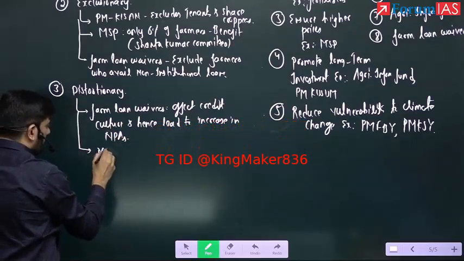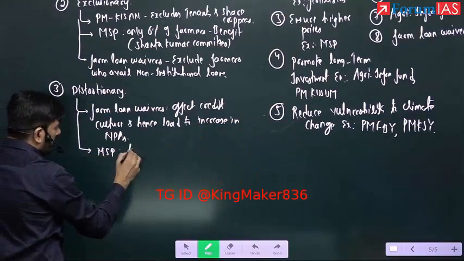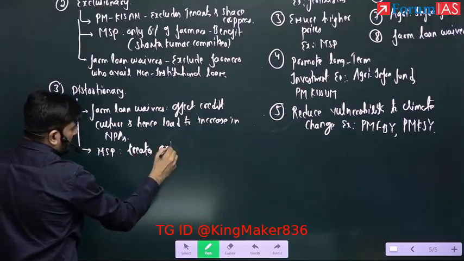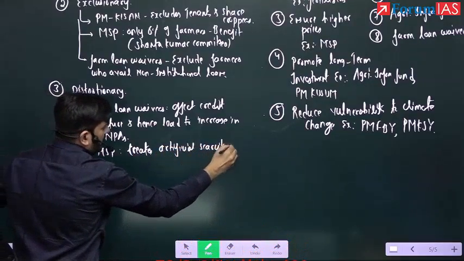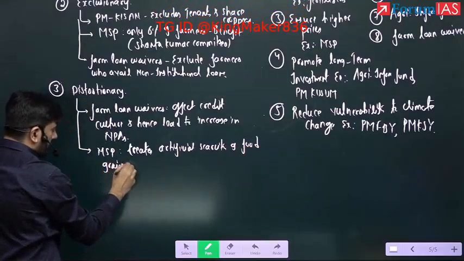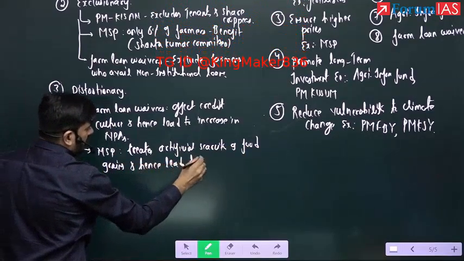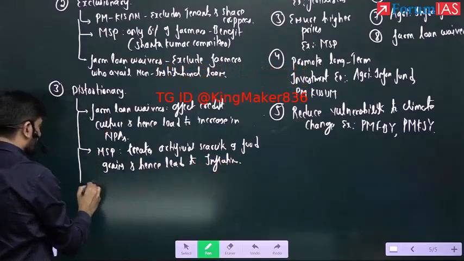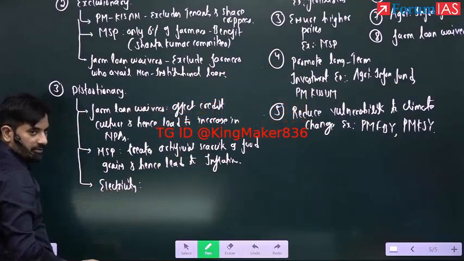Then I also told you MSP is also distortionary because MSP creates artificial scarcity of food grains and hence leads to inflation. Another distortionary is with respect to electricity subsidy.